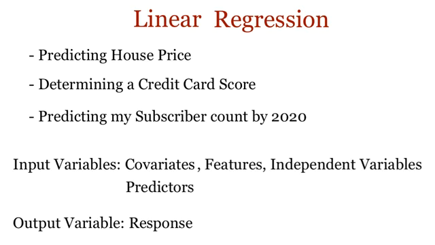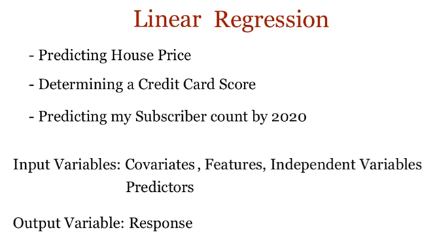Consider a few real-world problems like predicting the price of a house, or determining a credit card score, or predicting the number of subscribers I'll have by 2020. All of these involve predicting a value and are hence regression-type problems. Each one of these problems has a set of input variables called covariates that are used to predict an output response variable. Covariates go by other names like features or independent variables and predictors.